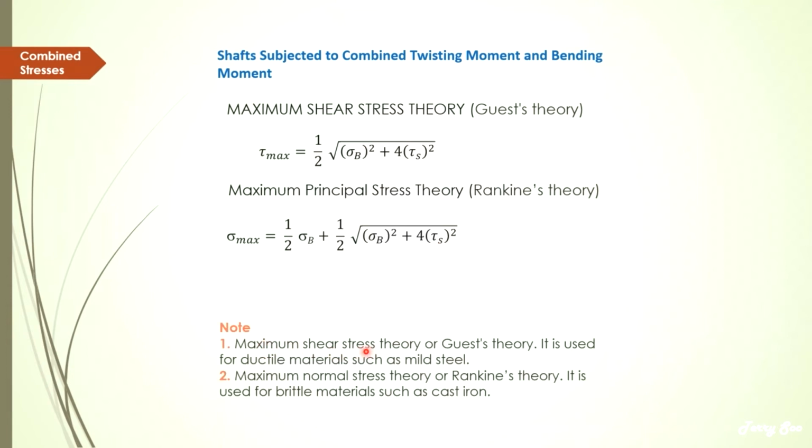So note, the maximum shear stress theory is usually applied for ductile materials such as mild steel. When we do design dealing with mild steel, which is a ductile material, usually we design based on the maximum shear stress theory. Then the maximum normal stress theory, or Rankine's theory, usually refers to brittle materials such as cast iron.